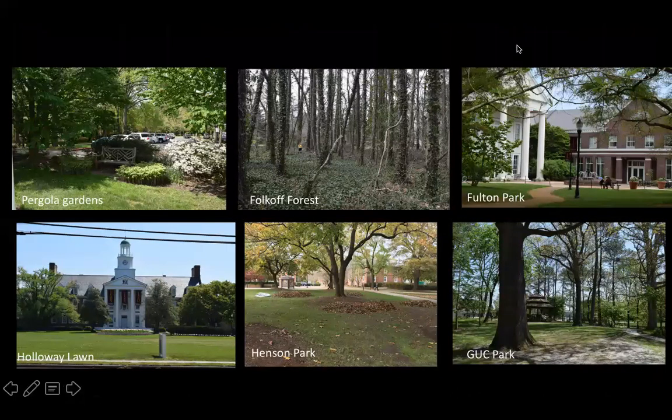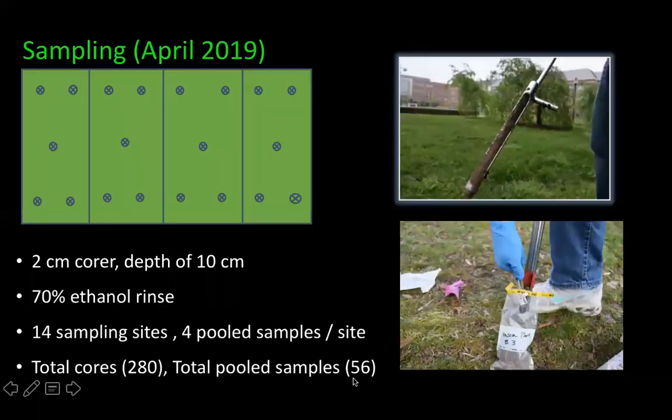If you're familiar with the Arboretum, you might recognize some of these places. I just wanted to give you a little bit of a visual interpretation of these different landscapes that we sampled from and the microbiota that we're interested in in these landscapes. So this is the pergola gardens. We have the Folkoff forest that I was just describing. This is Fulton Park, GUC Park, Henson Park, and everybody should be familiar with this iconic image of Holloway Lawn.